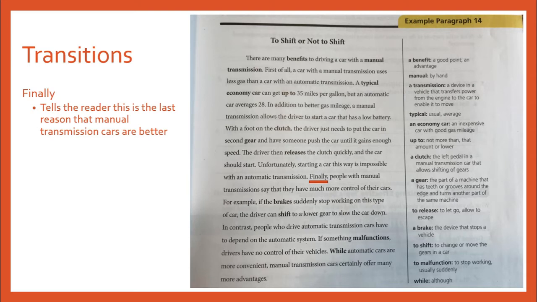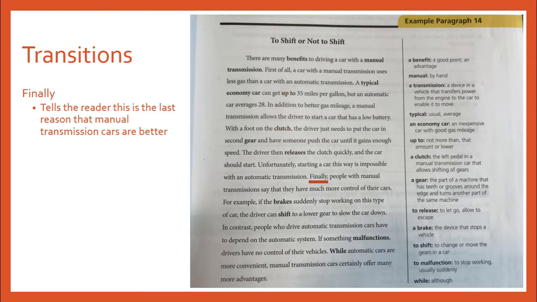So when you say "unfortunately, starting a car this way is impossible with an automatic transmission," that tells the reader that it contains a different idea than the sentence before does. Before the use of "unfortunately," it describes how you start a car with a low battery if the car has a manual transmission. Then after "unfortunately," it describes a different idea: how that is not possible to do with a car that has an automatic transmission. So this is another transition you could use, but I didn't include it here.